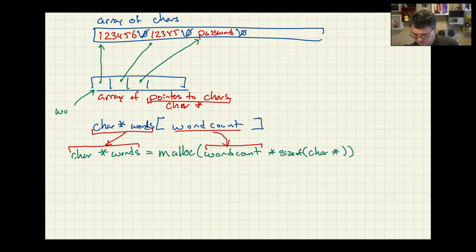Let's call it words. What type of thing is this? Well, we know it's a pointer, a pointer to a pointer. But it's pointing to what? A pointer. What kind? A char pointer. So what kind of thing is words? A pointer to a char pointer. And how do we write that? Double star, right? Yep.